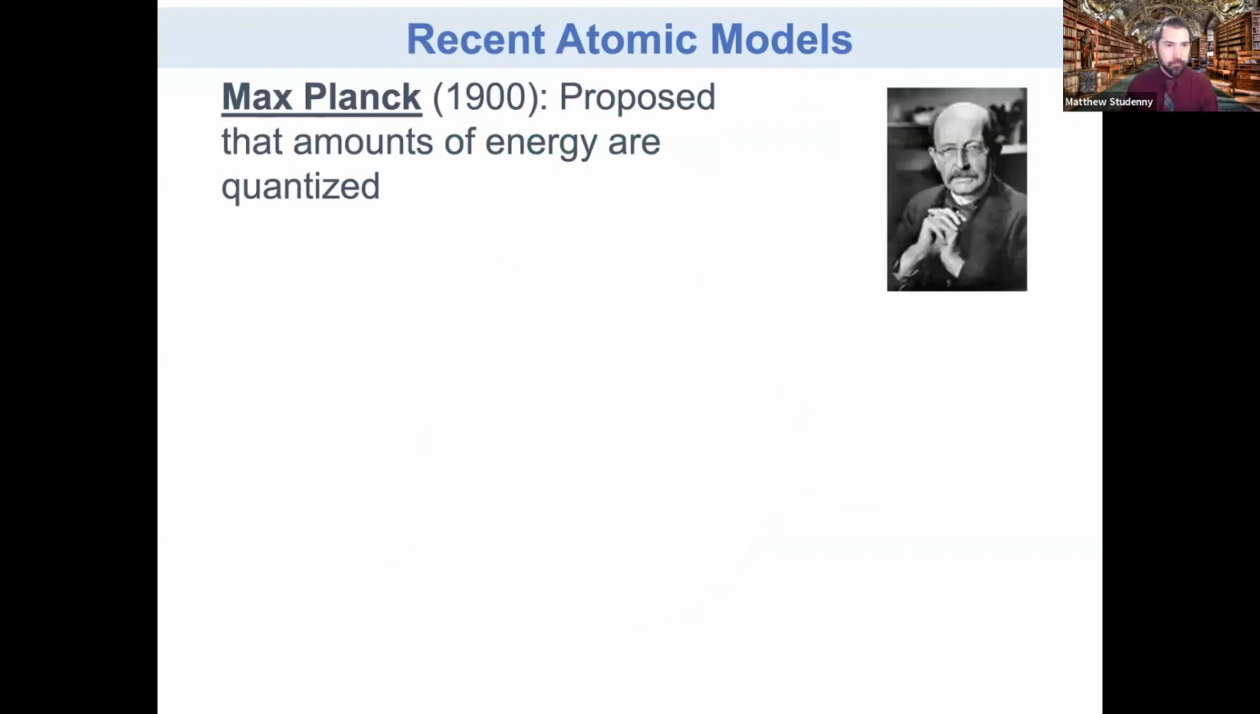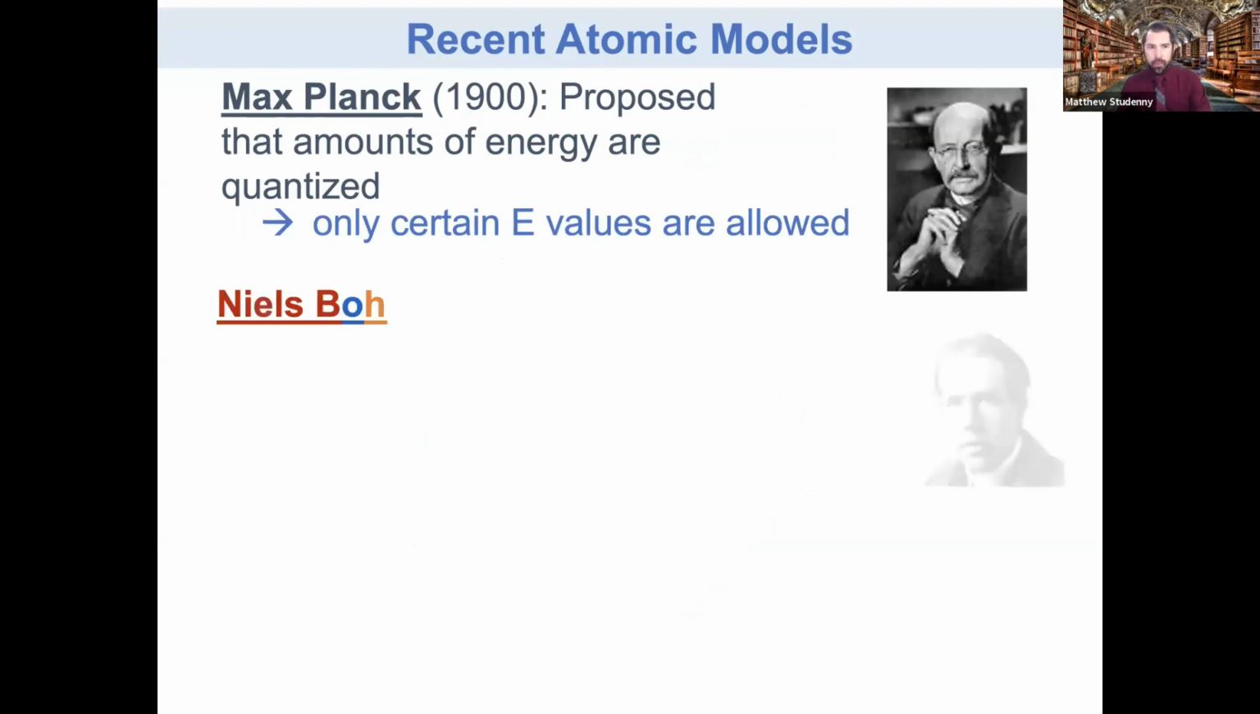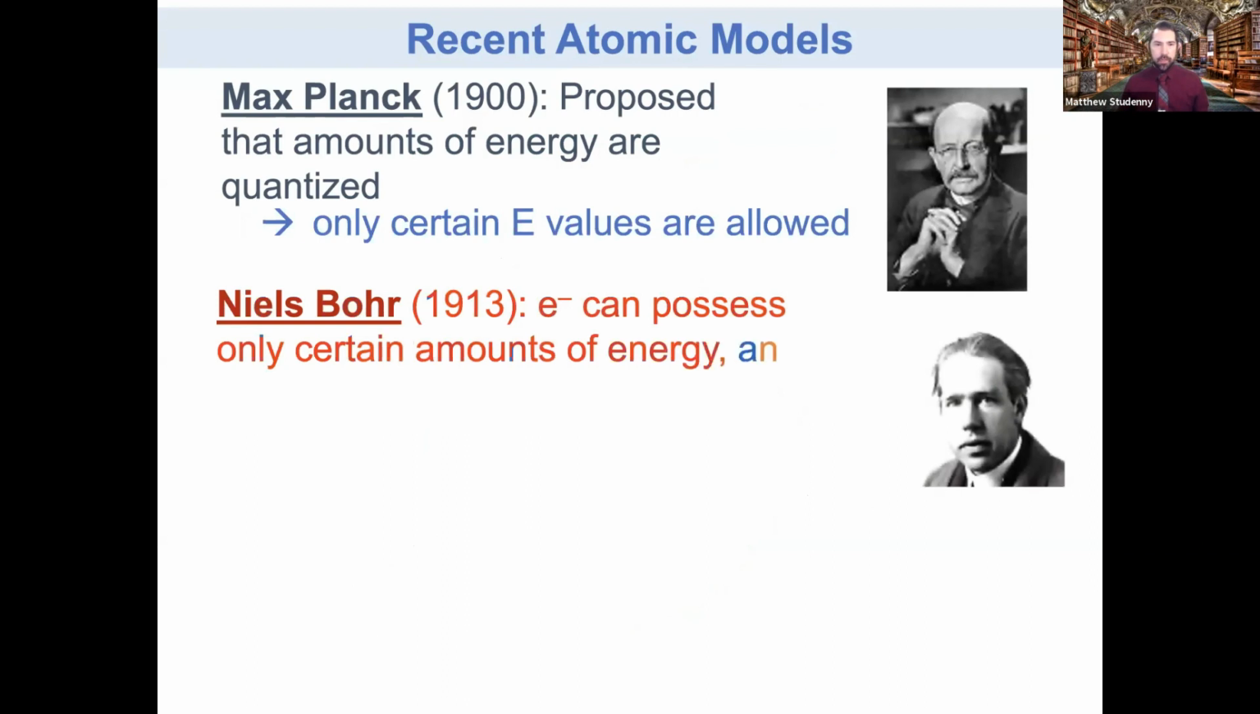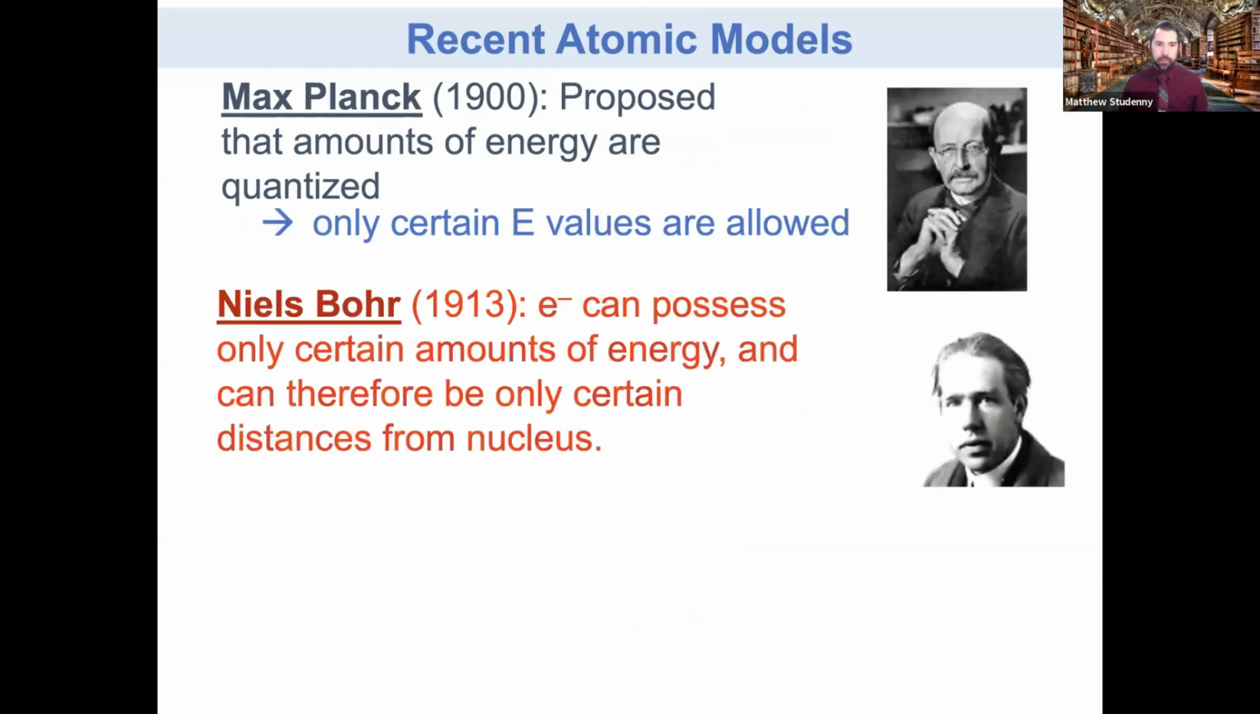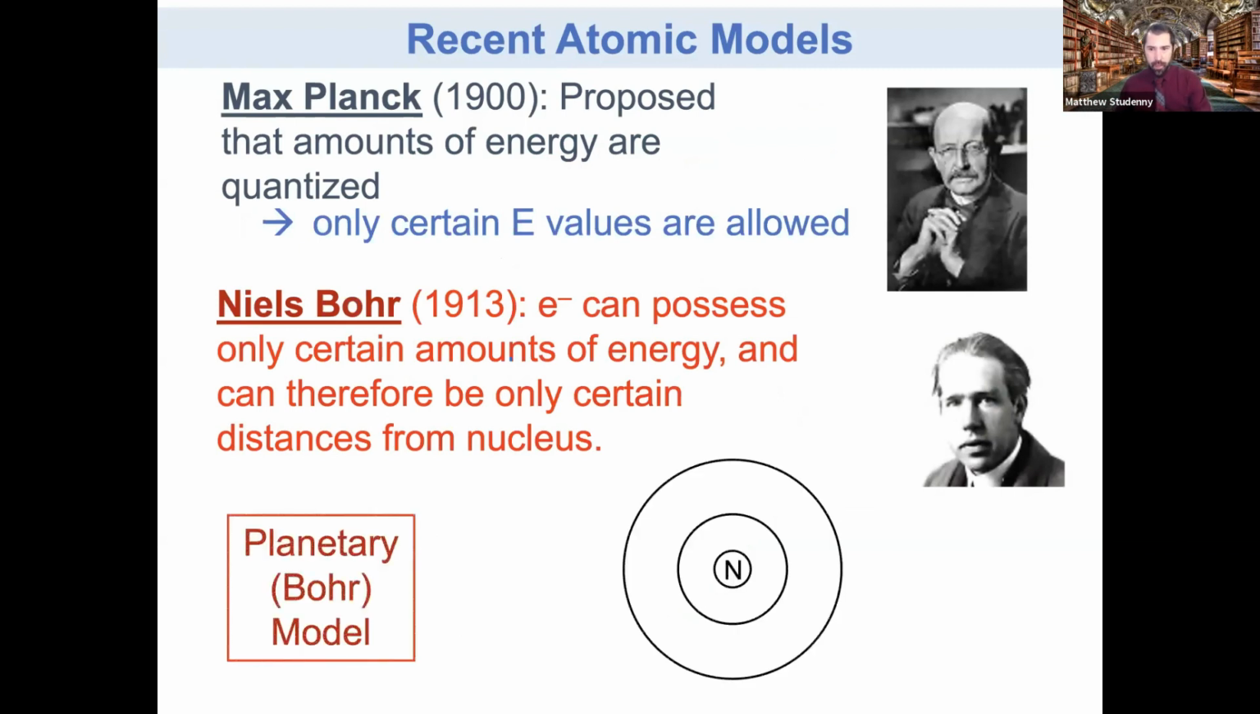And what he proposes is that very specific amounts of energy are being associated with an atom, and we call those quanta of energy. And so early on, he saw that. A little bit later, Bohr ran with that idea, and he specifically said that electrons can possess only certain amounts of energy, quanta of energy, and that therefore they can only exist at certain distances from the nucleus. And so his is called the planetary model, and I will show you why that's the case, but I think you can already picture it.